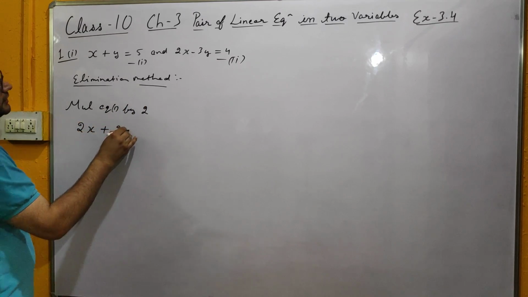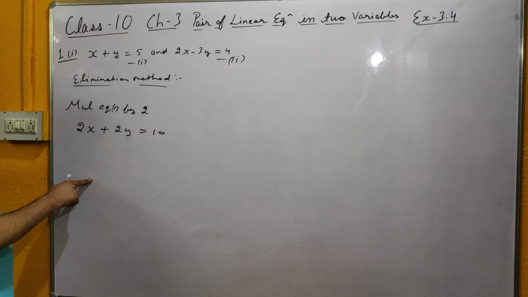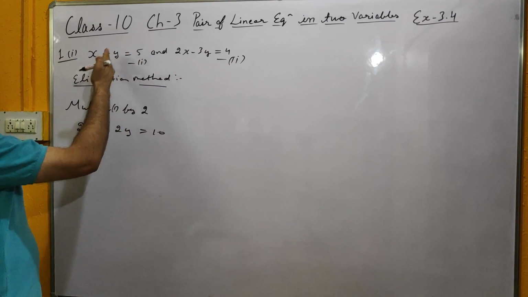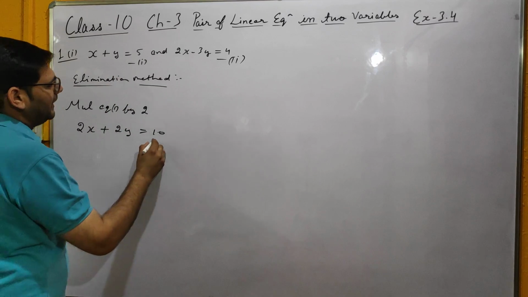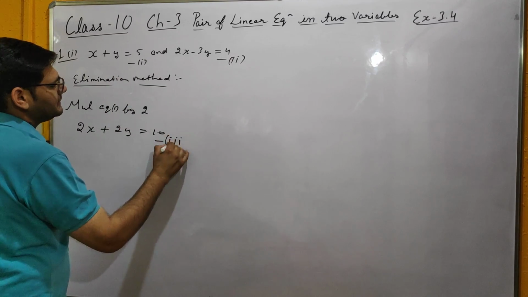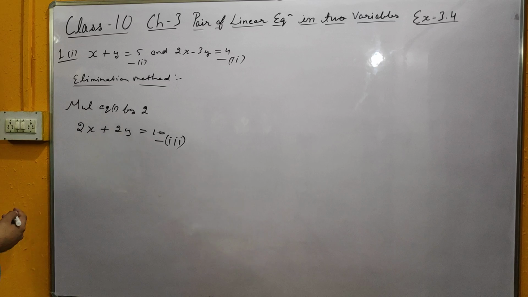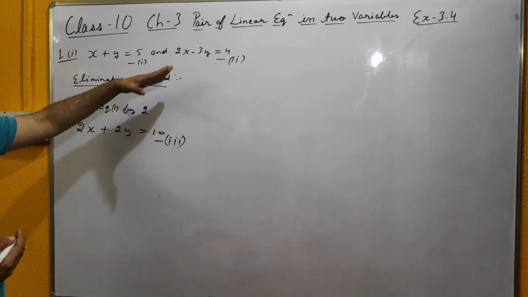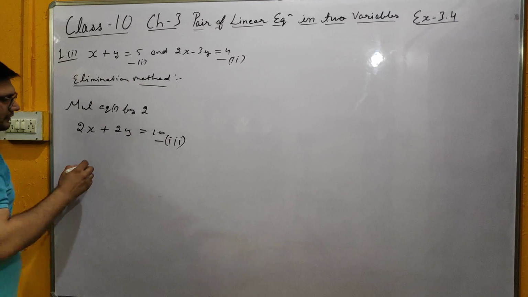So what will we get? 2x plus 2y equals 10. We need to multiply 2 in the full equation, left side also, right side also, so that it remains balanced. Now this is equation number 3. Now 2x and 2x, we can subtract them, of course.